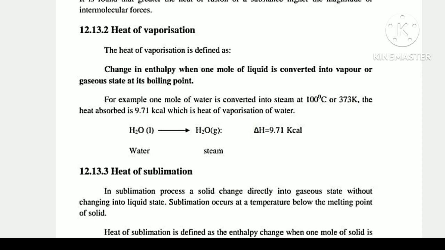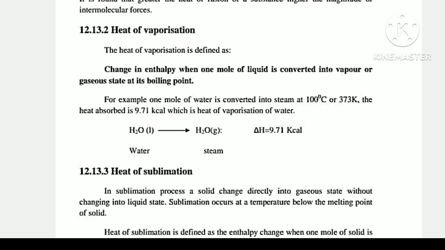Heat of vaporization. The heat of vaporization is defined as the change in enthalpy when 1 mole of liquid is converted into vapor or gaseous state at its boiling point. For example, 1 mole of water is converted into steam at 100 degrees Celsius or 373 Kelvin. The heat absorbed is 9.71 kilocalorie, which is the heat of vaporization of water.